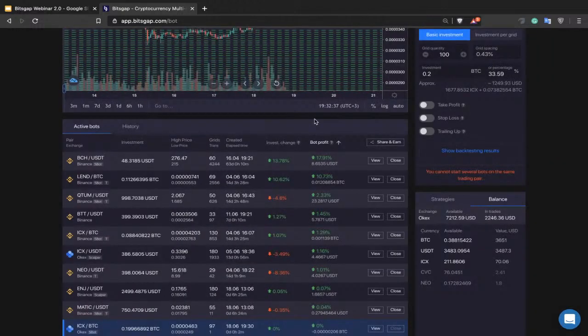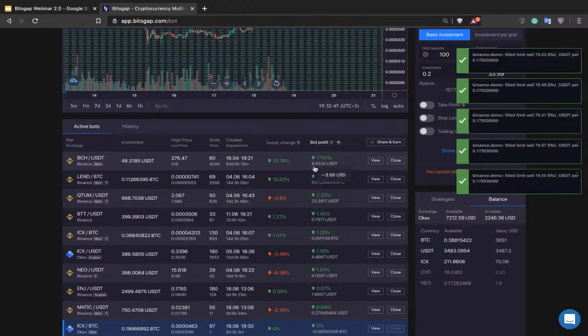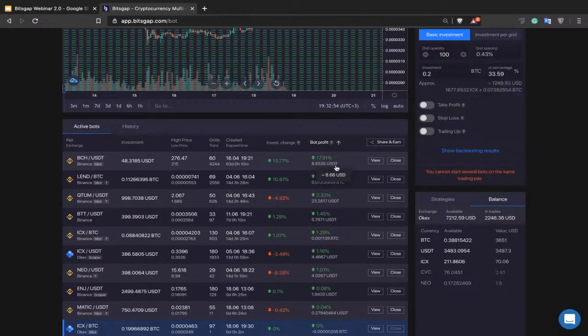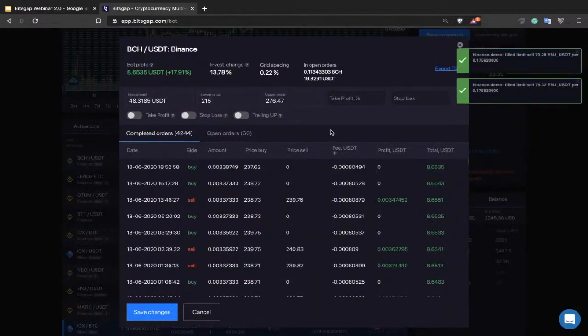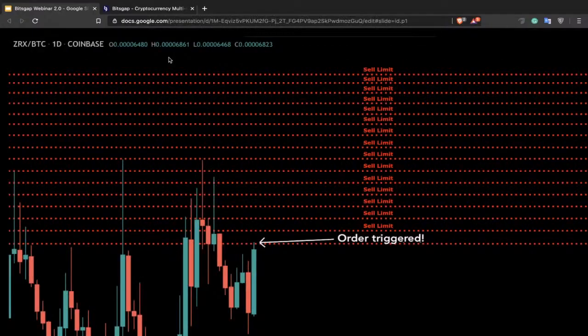So that's another feature that we have at Bitsgap, compared with other platforms. We provide you with only transparent performance metrics. So you see here 8.65 USDT. So that's the total profit generated by the bot, net of all fees. So you don't have to calculate on your own how many fees you've paid, because we have already calculated this for you, and it's taken into calculation. As simple as that. Now let's come back to the presentation.